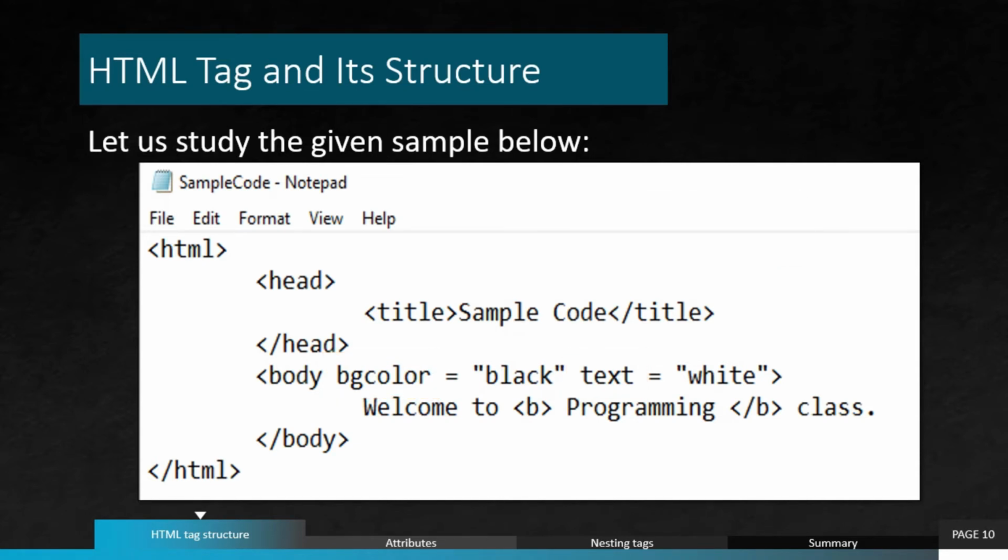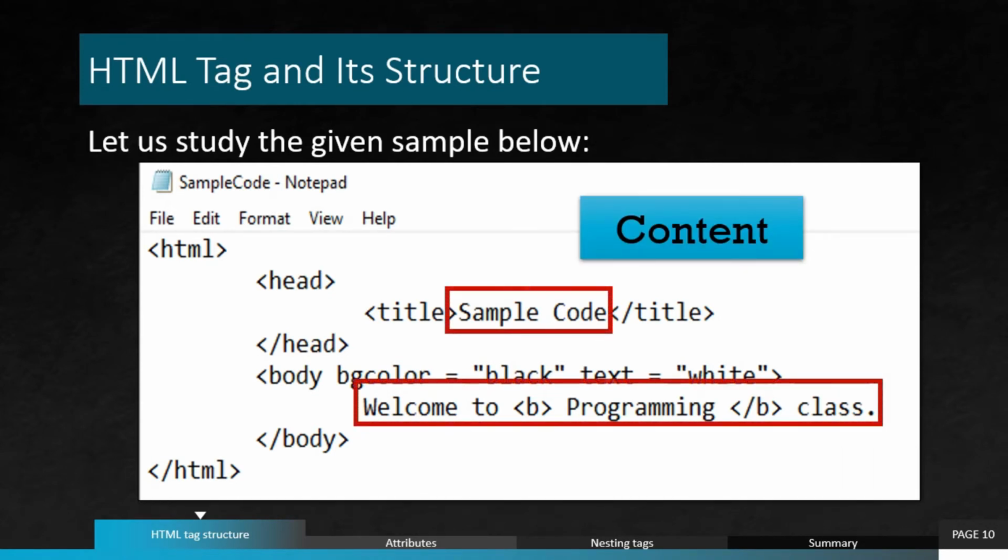Then, we have the content. Which one is the content? Content or HTML elements are those text content data that are enclosed within a tag. Like this, the pair of the title tag has something enclosed in them, so that is called content. The pair of the body tag also has something enclosed in it, that is also known as content.